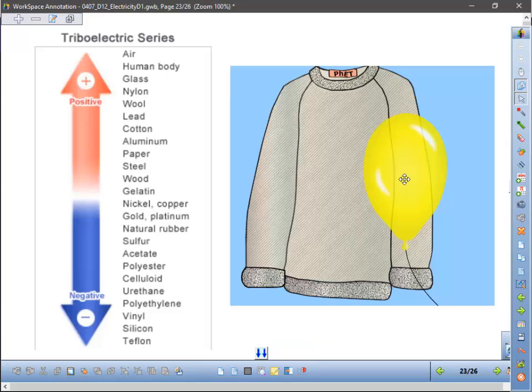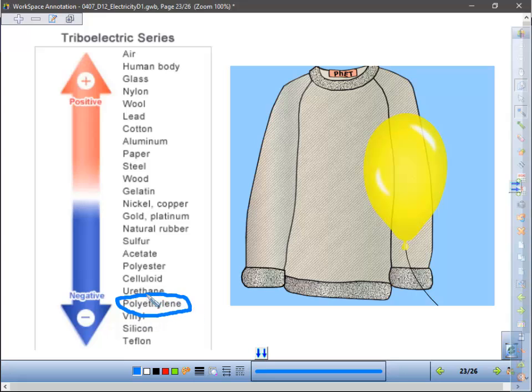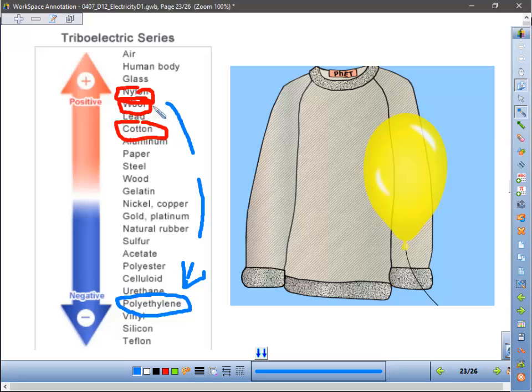Something similar happens with the balloon. The balloon is made out of something like polyethylene. It's more of this type of material down here. And the sweater is going to be made out of things like wool or maybe some nylon, or cotton. So what happens is the sweater wants to hold on to positives and wants to give up electrons to the balloon, like this. The electrons leave the sweater because the sweater wants to give up electrons, and they go towards the balloon. The balloon picks up those electrons, and that's how the balloon becomes negatively charged.